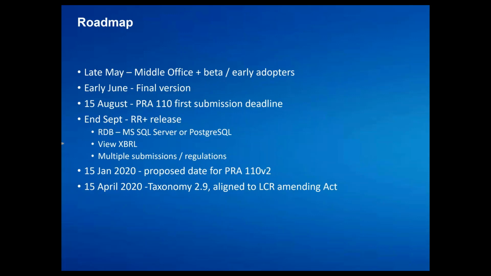The 15th of January is the proposed date for version 2. We'll have to see from the consultation paper if we were successful in persuading the PRA to delay that, because maybe a more sensible date to bring in version 2 of the PRA 110 would be aligned to the LCR Amending Act and Taxonomy 2.9, which is I think April 2020.